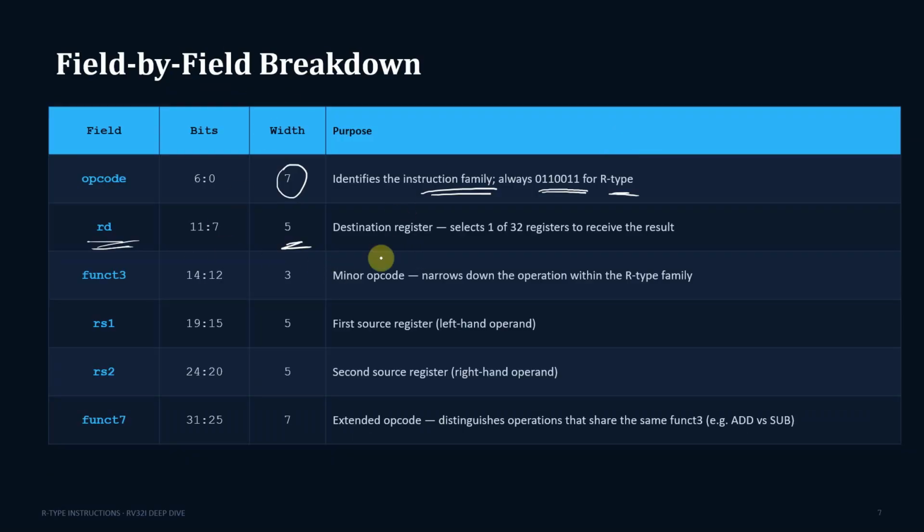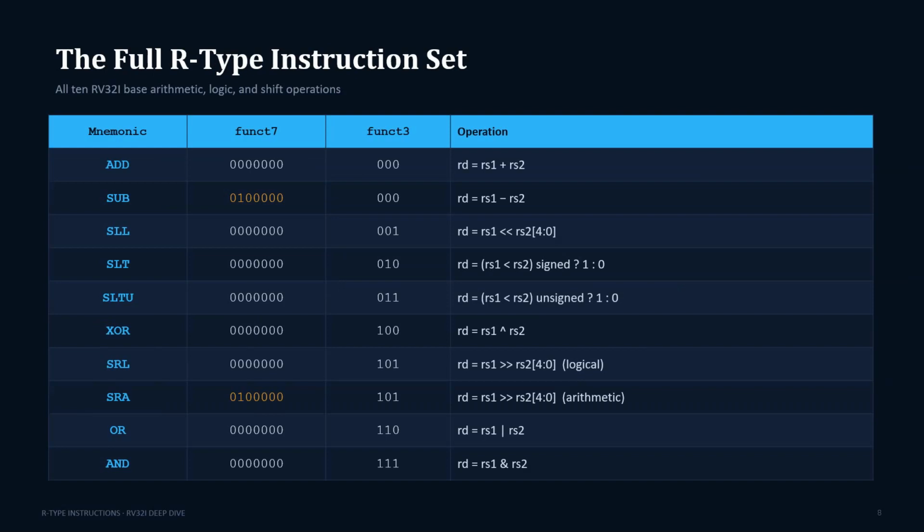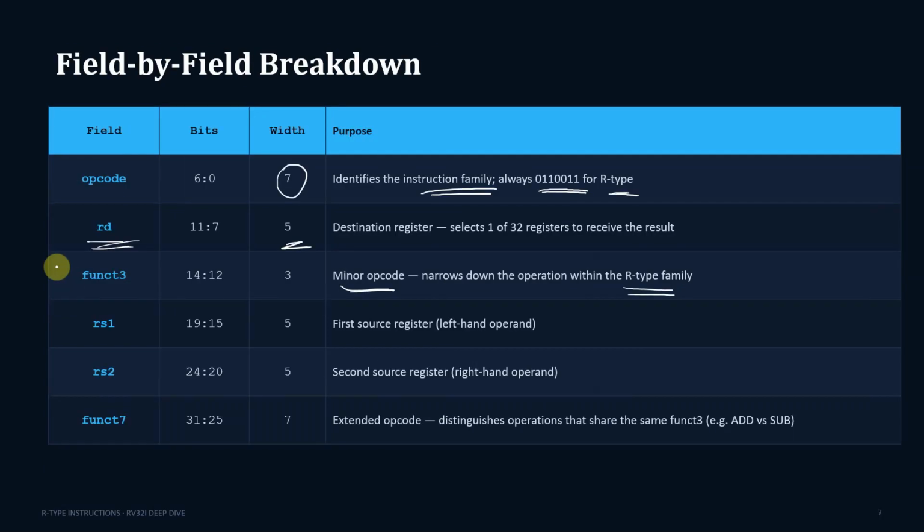So basically function 3 is kind of a minor opcode, and it narrows down the operation within the R-type family. In R-type alone we have different kinds of operations, and I will show you what they are in this particular slide. This function 3 works with respect to function 7. Depending upon function 7 and function 3, we decide what kind of operation we are going to do.